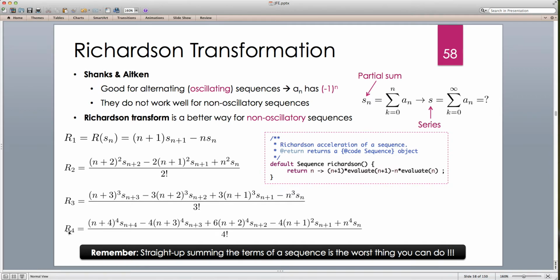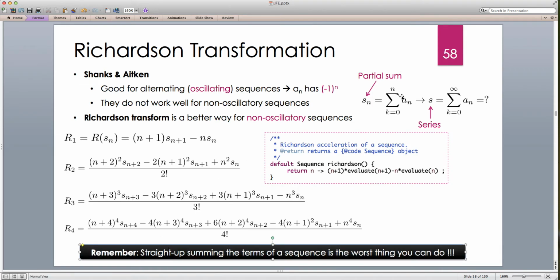And we can work on the fourth order Richardson, which is Sn, Sn plus 1, Sn plus 2, Sn plus 3, and Sn plus 4. And basically increasing the order of Richardson increases the rate of convergence. And as a general rule, I want you to remember this, really understand this.